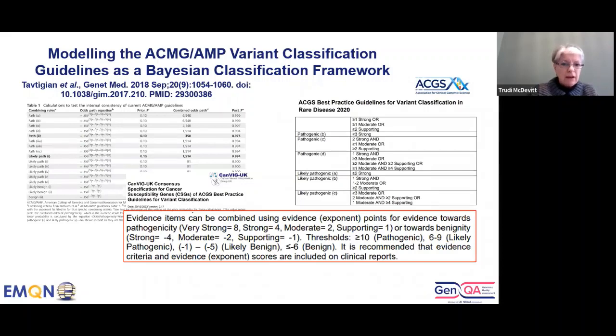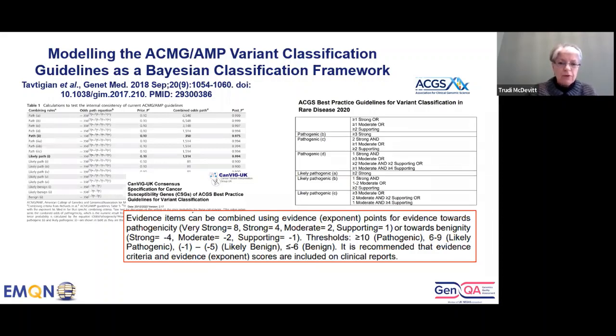The CanVIG guidelines for the general cancer susceptibility genes also provide a very helpful numerical way of collating your evidence. You can assign exponent points for evidence towards pathogenicity. If you have a very strong piece of evidence, you can assign an 8. If you have a strong, 4; moderate is 2, and supporting is 1. Or for benignity, if you have a strong, it's -4, moderate is -2, and supporting is -1.